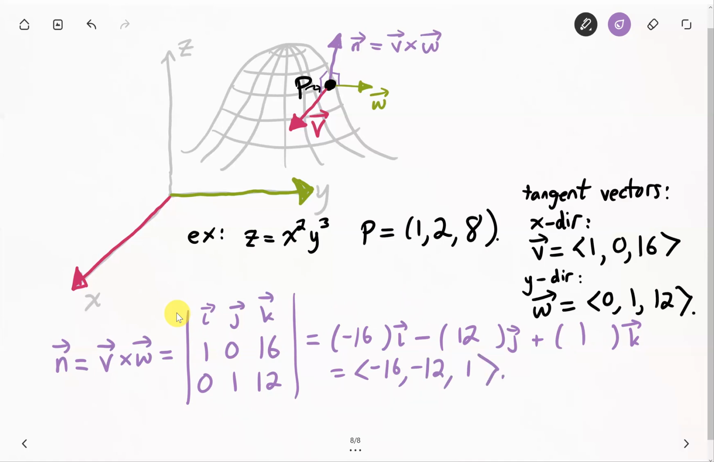Right, so this vector is perpendicular to the graph at this point. Let's make a little note. It's perpendicular to the graph of this surface at P. Now, what do we do with this information? Negative 16, negative 12, 1. And so the normal vector again is negative 16, negative 12, 1.